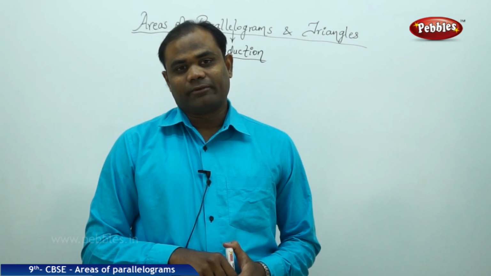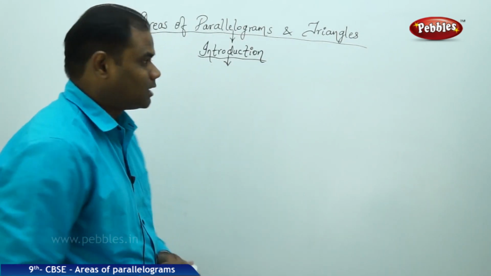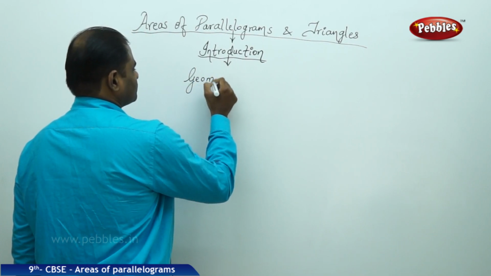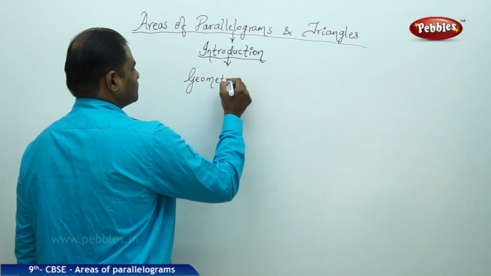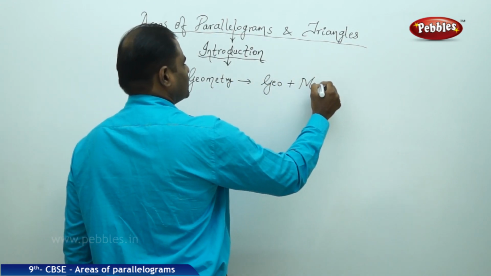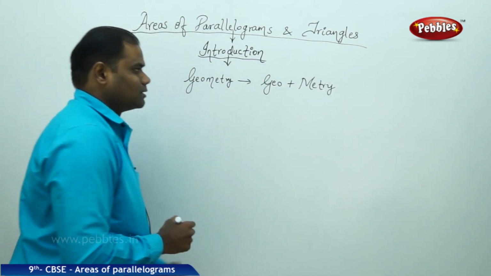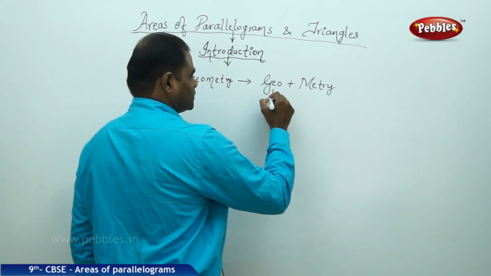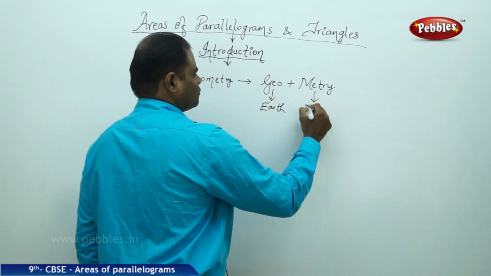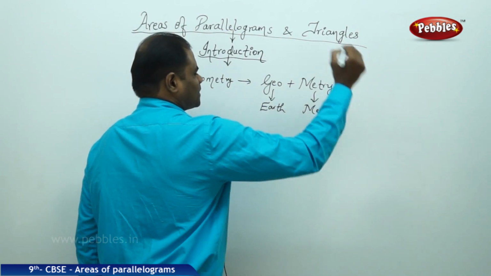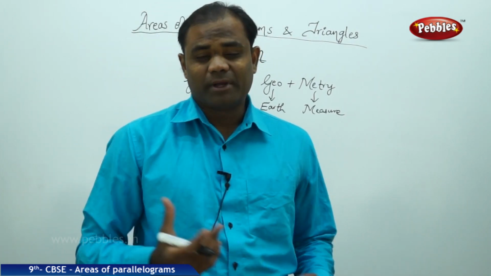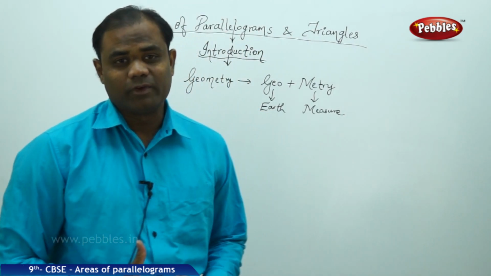Let's recap with geometry. We have previously come across the concept of geometry, which was referred to as geo plus metry. That is, geo stands for earth and metry stands for measure. So measure of earth, or measure of the agricultural fields or measure of the land, is from which geometry has originated.